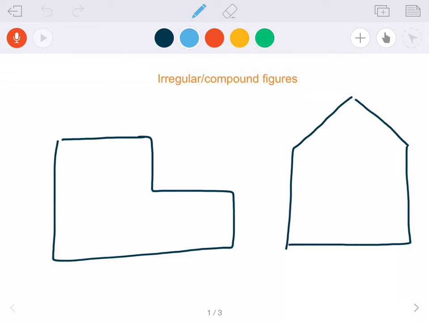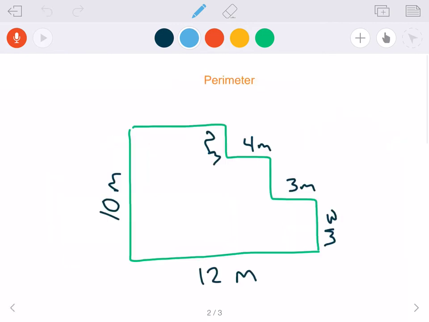For instance, if we're looking at the first shape here, if I draw a line through here, now I have two rectangles, so it's something familiar to us. Likewise, over on this side, if I draw a line straight across here, now I see a triangle on top of a square rather than just one whole shape. We're going to work on finding perimeter and area of shapes like this.